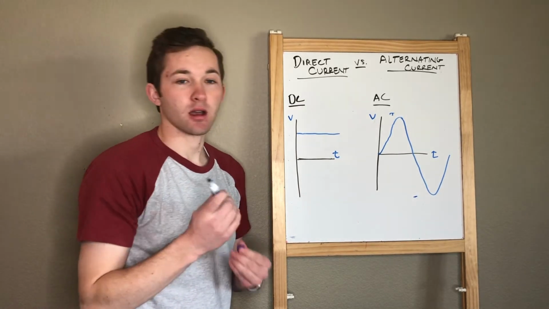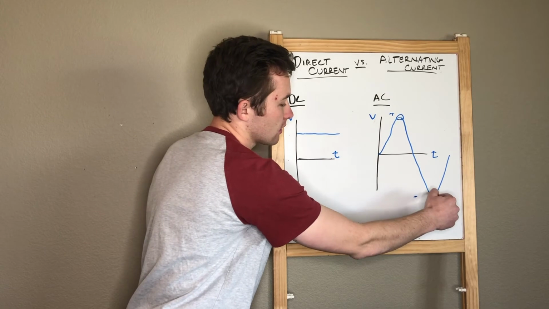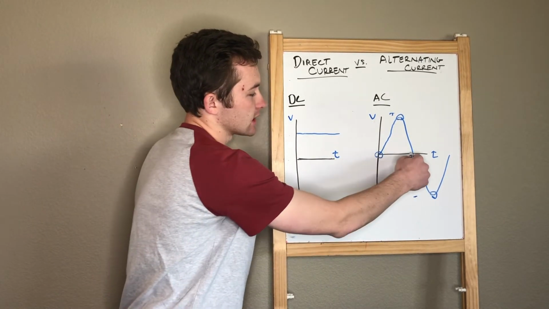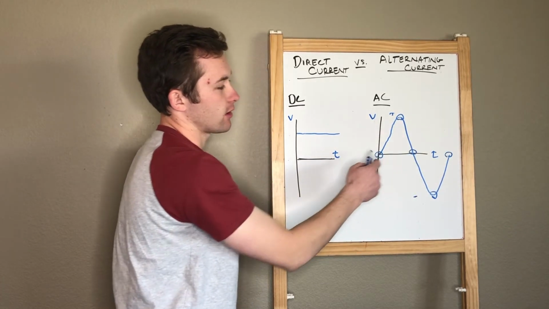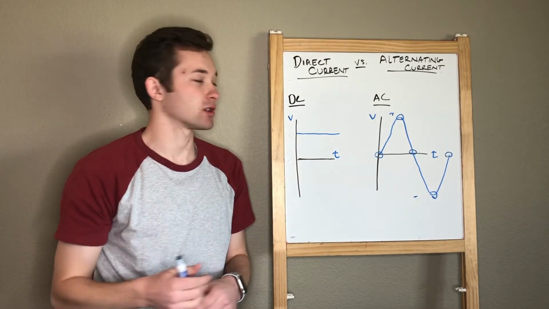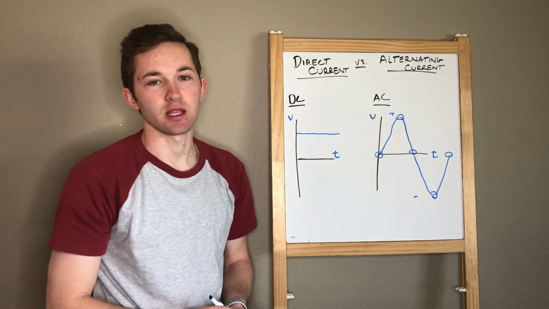One important concept about this is that the voltage right here and right here is the max voltage. And this right here is when it's changing. So it doesn't change up here from positive voltage to negative voltage. It changes right here when it crosses over the x-axis of time.